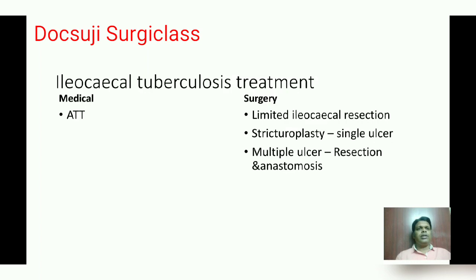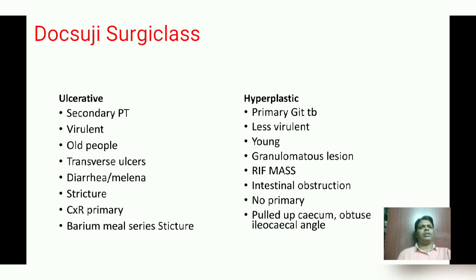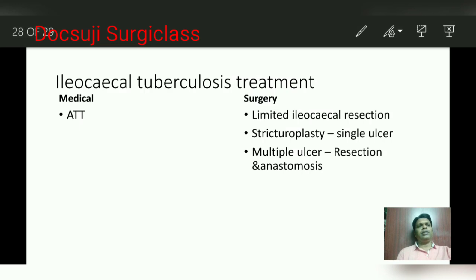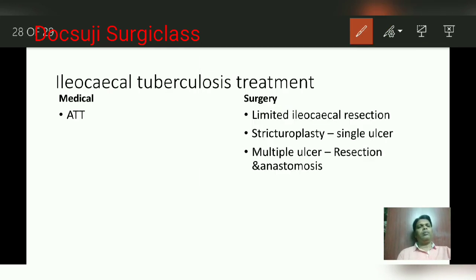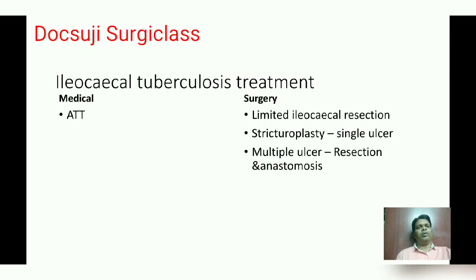Finally, treatment of ileocecal tuberculosis. Medical treatment is anti-tuberculous drugs. You have to give 4 drugs: isoniazid, rifampicin, pyrazinamide and ethambutol. For surgery, limited ileocecal resection means you remove only the involved pathology. In case of stricture, you do a procedure called stricturoplasty for a single ulcer, and for multiple ulcers you do resection and anastomosis. But the common procedure for ileocecal tuberculosis is the right hemicolectomy.